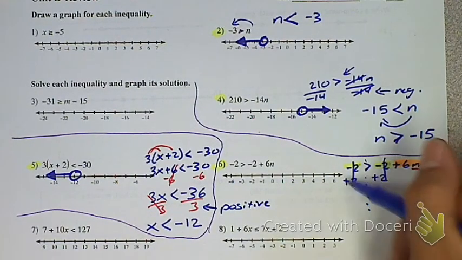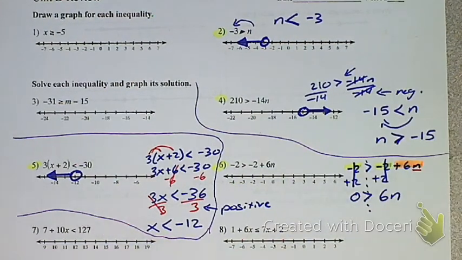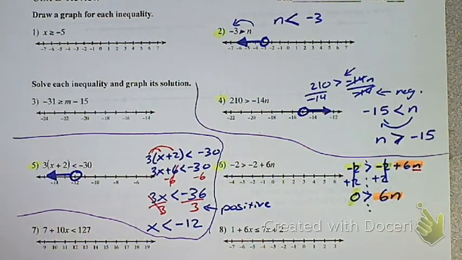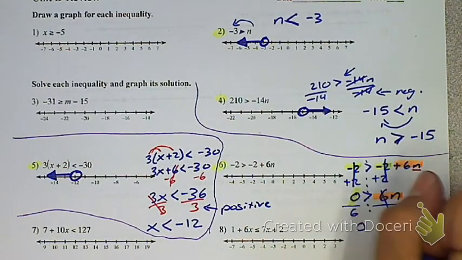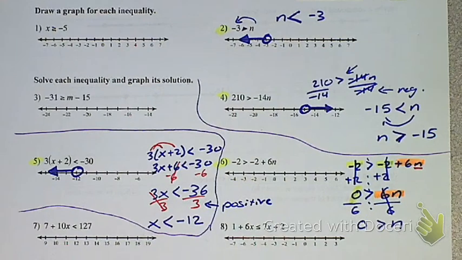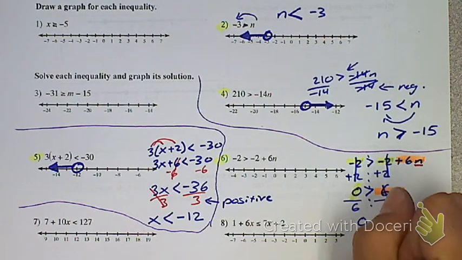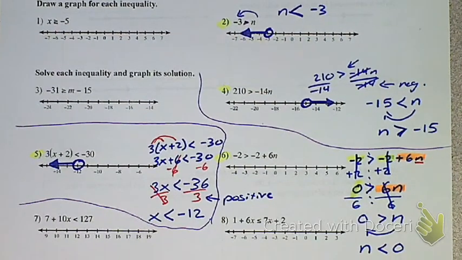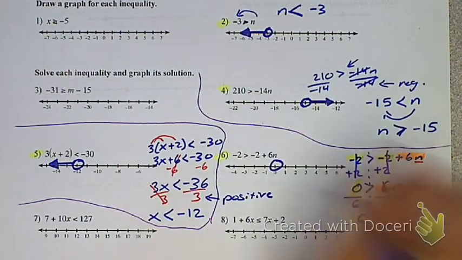And here, we get left with 0 is greater than 6n. Since I have that yellow is greater than orange, I can just divide to finish off. And 0 divided by 6 is just 0. Flip it over. n is less than 0. So for number 6, 0 is going to be an open circle going to the left.